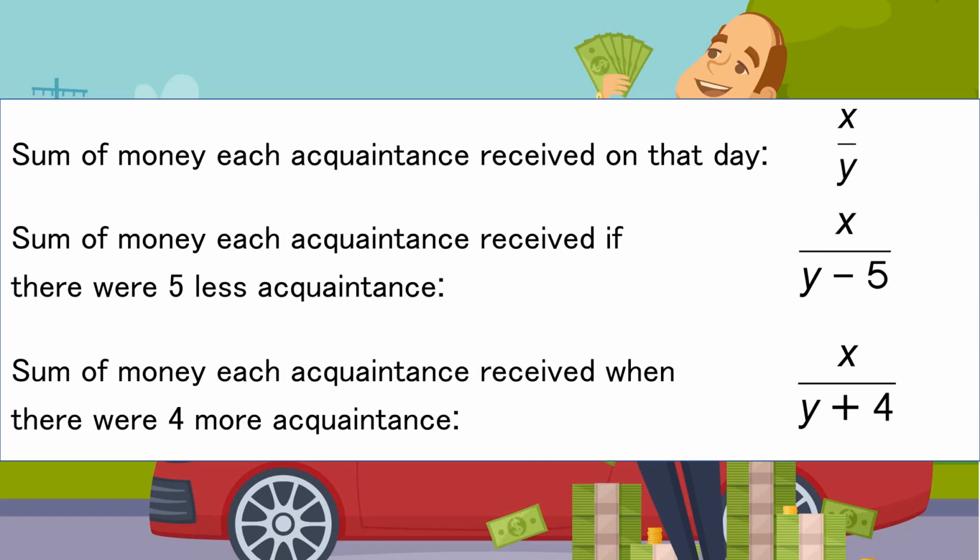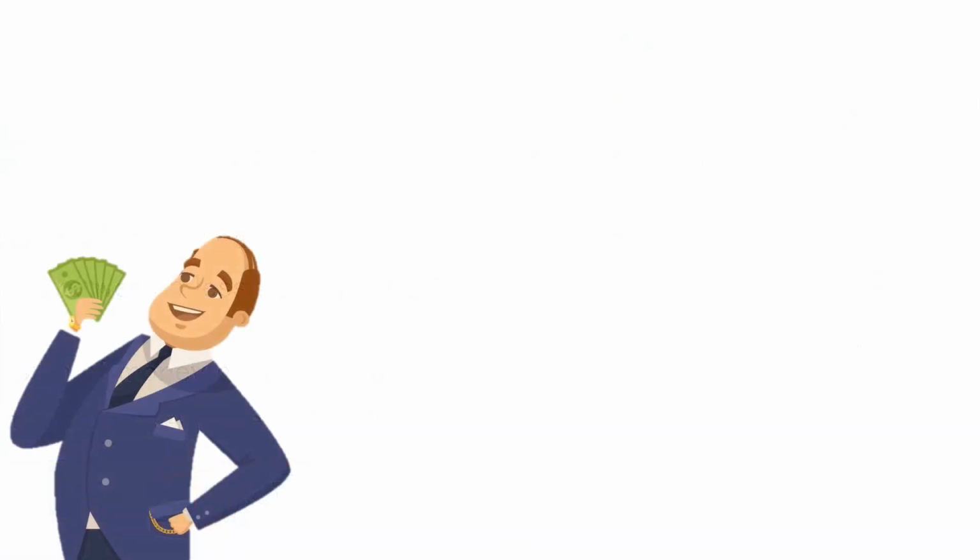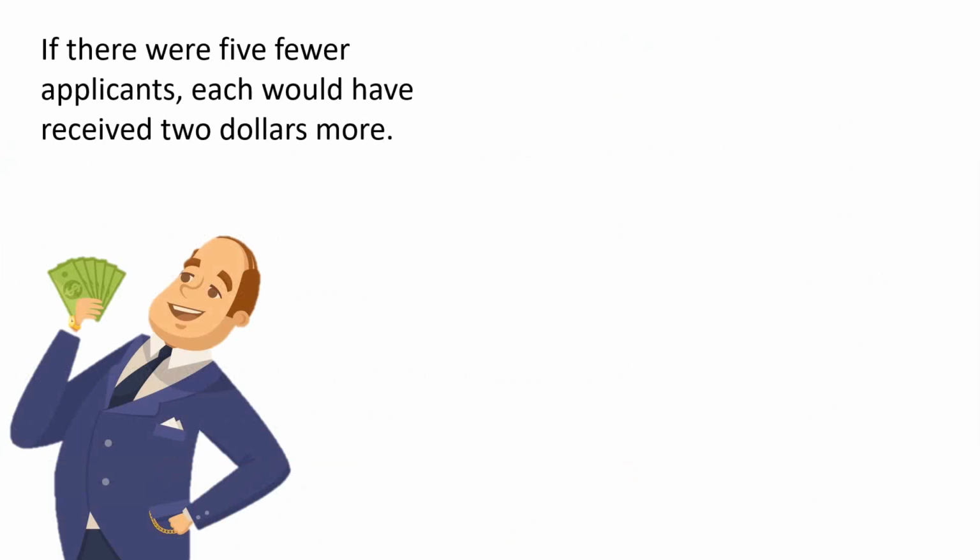Now, after reading the question, we'll understand that it's very well written, that if there were 5 fewer applicants, each would have received $2 more. What would you understand by this line? Initially, everyone was getting X by Y money, but now they would be getting $2 more. So we'll just add 2 with X by Y. So the equation becomes X by Y minus 5 is equal to X by Y plus 2. So in the case where there are 5 less applicants, they would be getting $2 more.